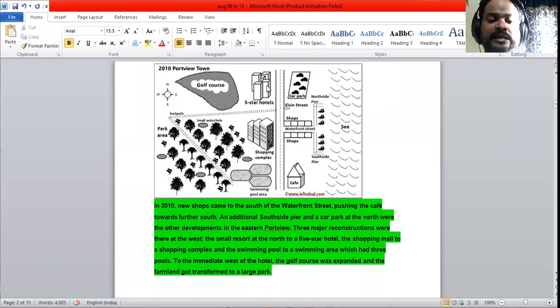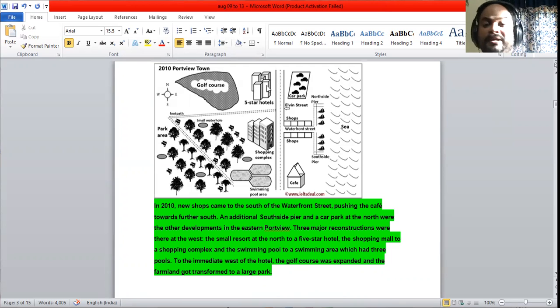So in 2010, new shops came to the south of the Waterfront Street. So towards the south of the Waterfront Street, we had new shops, pushing the cafe further south. The cafe's position was near the Waterfront Street. Now it has moved a little more south. An additional south side pier.